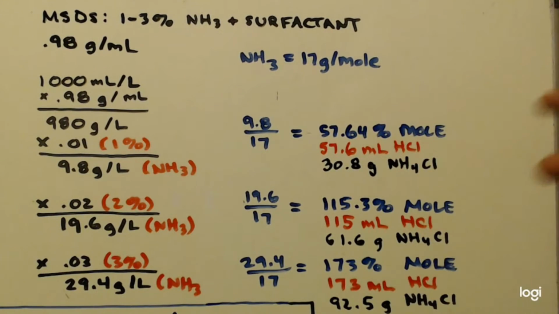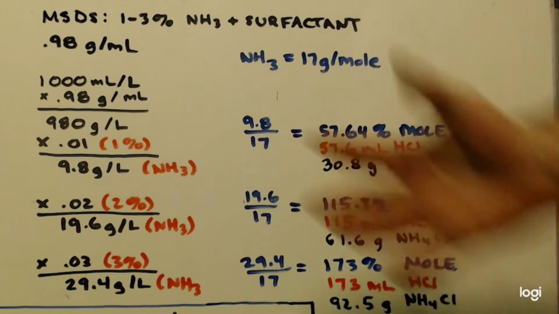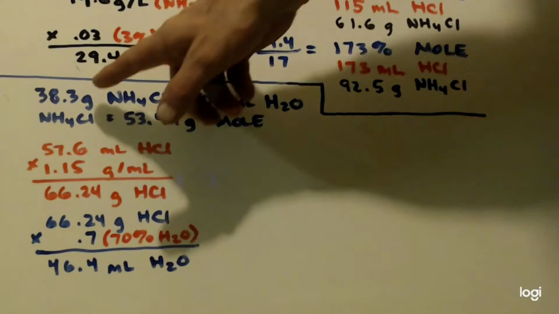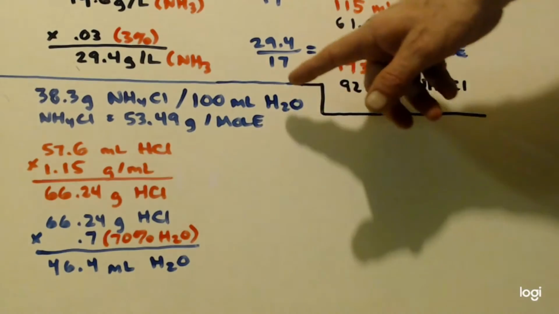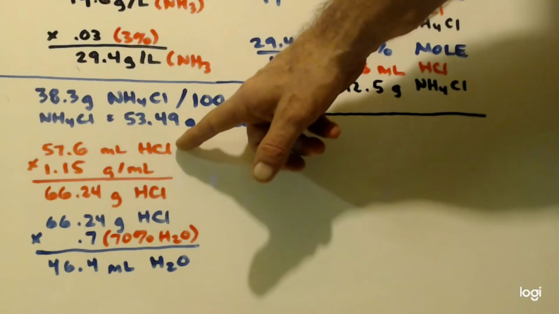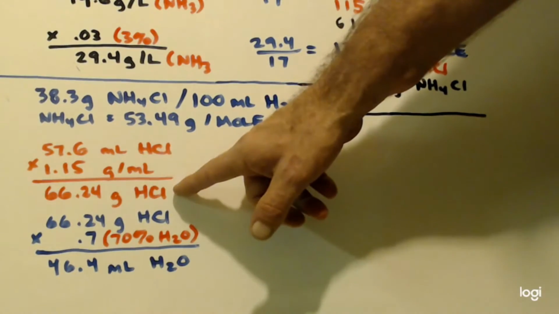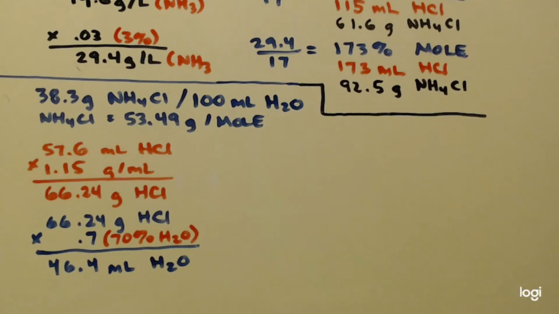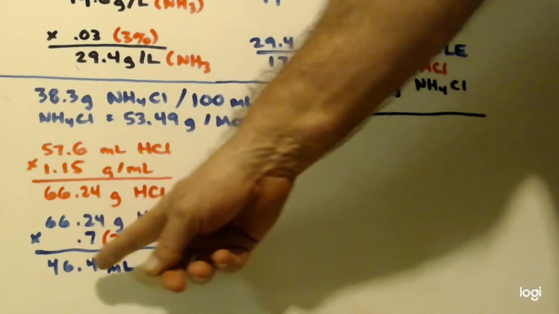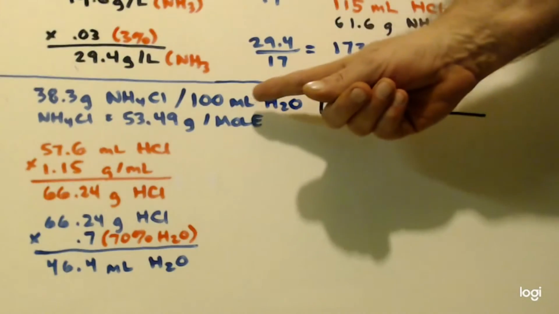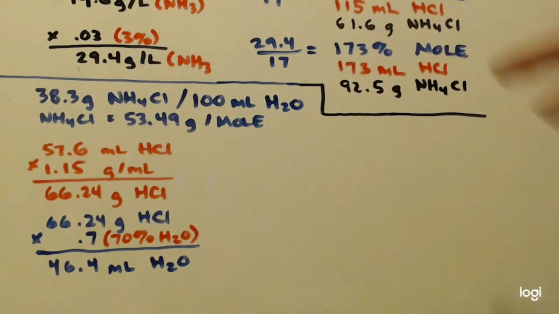Now I want you to think about it. This stuff we're making, let's say there's 1% of ammonia in there. We're going to make 30 grams or 31 grams of ammonium chloride. But we're only putting in, say, 57.6 milliliters of HCl. And only 38.3 grams of ammonium chloride will dissolve in 100 milliliters of water. If we use this amount of HCl, again, we times it by our density, so we know that this many milliliters is this many grams of HCl. Then we times it by 0.7, because about 70% of that, give or take, is water. So how much of this HCl is water that we're putting in there? We're only putting in 46.4 milliliters of water. And yet we're making 30 grams, which needs 100 milliliters of water. So we don't have enough water if we only just put in the concentrated stuff.